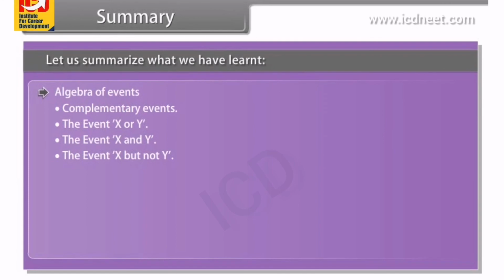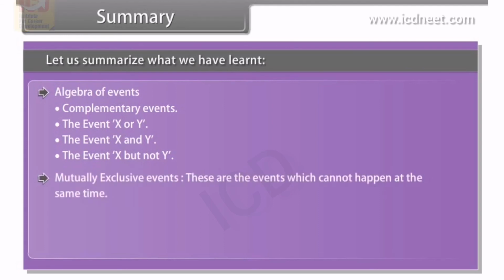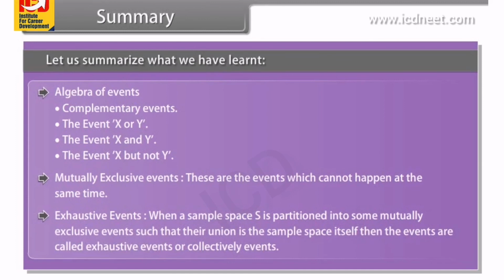Algebra of events: 1. Complementary events. 2. The event X or Y. 3. The event X and Y. 4. The event X but not Y. Mutually exclusive events are events which cannot happen at the same time. Exhaustive events: when a sample space S is partitioned into some mutually exclusive events such that their union is the sample space itself, then the events are called exhaustive events or collectively exhaustive events.